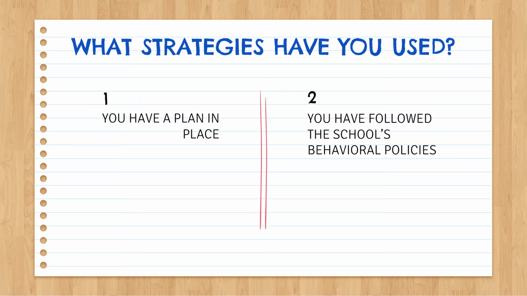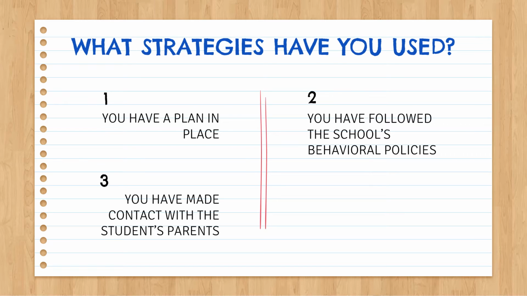2. Have you followed the school or district's policies for managing student behavior if the school has rules in place already? Maybe they have a school-wide management plan. 3. Have you contacted the student's parents via phone call, email, or conference?